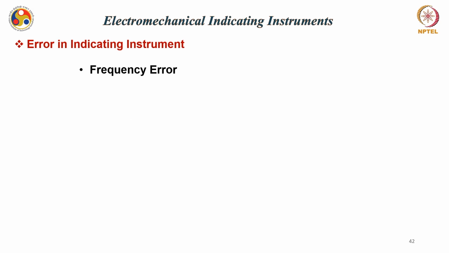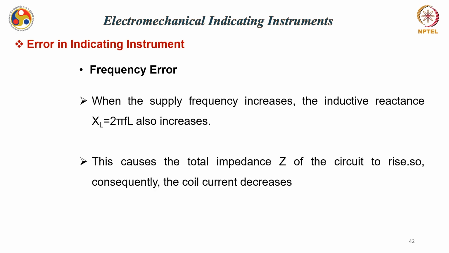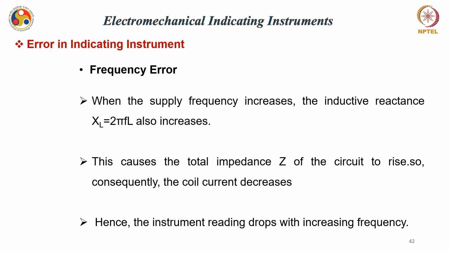And the third kind of error which is specific to this indicating instrument is the frequency error. When the supply frequency increases, the inductive reactance, which is present in the form of 2 pi FL, also increases, particularly for the inductors. Now this causes the total impedance of the circuit to increase, and because of that the coil current falls. The instrument reading drops when you try to increase the measurement frequency. So while taking the measurement, all these three kinds of errors have to be taken into consideration.